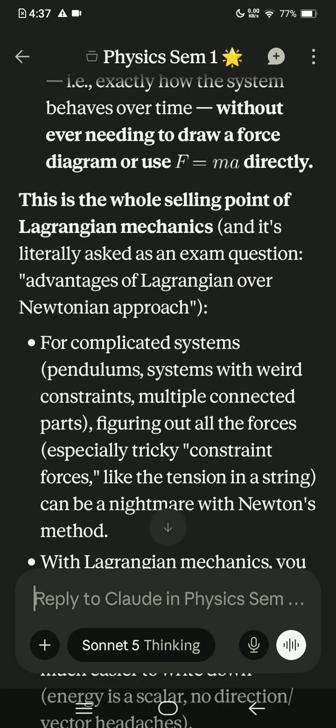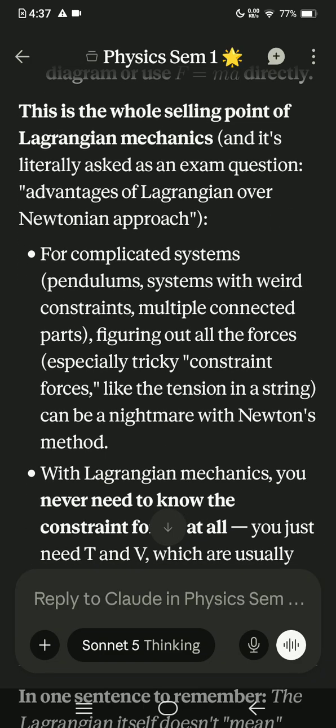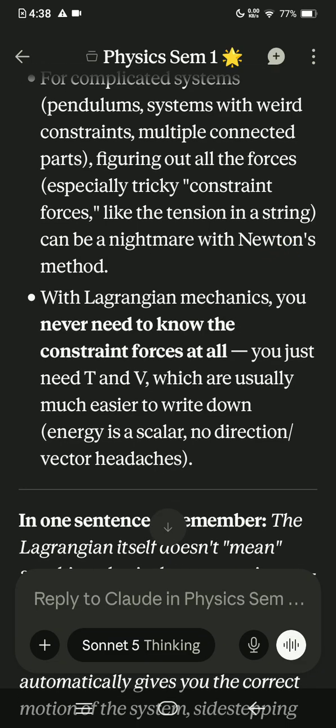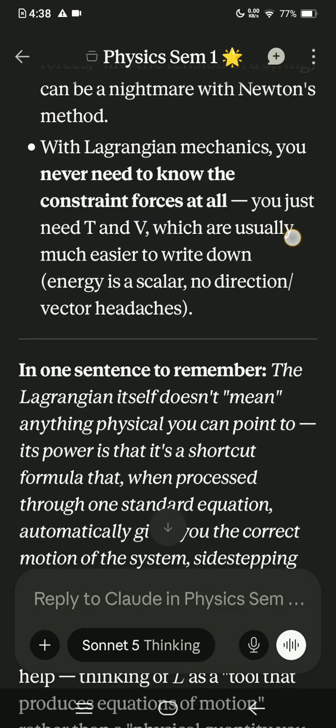This is the whole selling point of Lagrangian mechanics, and it's literally asked as an exam answer: advantage of Lagrangian or Newtonian approach. For complicated systems, pendulum systems with weird constraints, multiple connected parts, figuring out all the forces, especially tricky constraint forces like the tension in a string, can be a nightmare. With Newton's method, that is. With Lagrangian mechanics, you never need to know the constraint forces at all. You just need T and V, which are usually much easier to write down.